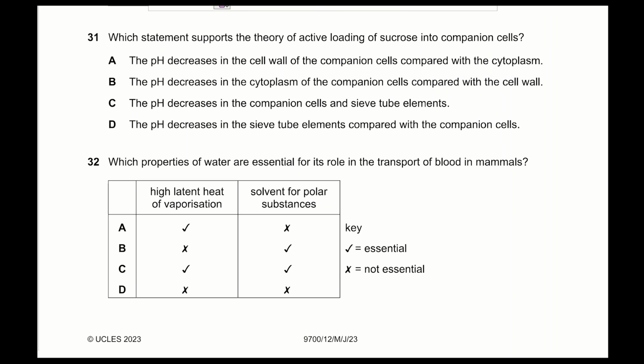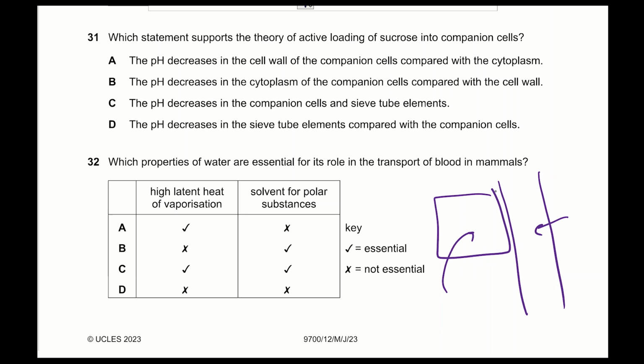Number 31, which statement supports the theory of active loading of sucrose into companion cells? So let's quickly state that process. So this is the phloem sieve tube element, and that's the companion cell. So the companion cell, outside of it are found these sucrose molecules.